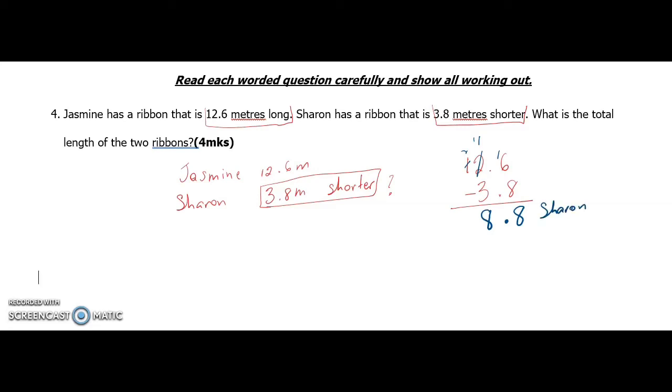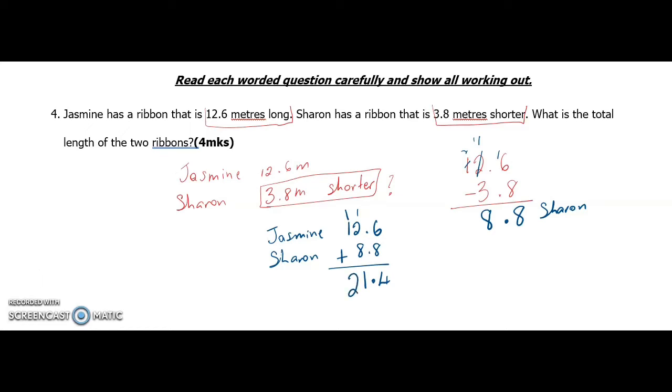So for Jasmine, we have 12.6, and for Sharon, we have 8.8. And when we talk about total, they mean the sum. So we just add up both of them. So here we have 8 and 6, that is 14. 4 and carry the 1, put back our decimal point. So here we're going to have 8 plus 2, that's 10, plus 1, that is 11. Bring our 1. So here we have 21.4 meters. So this is our final answer.